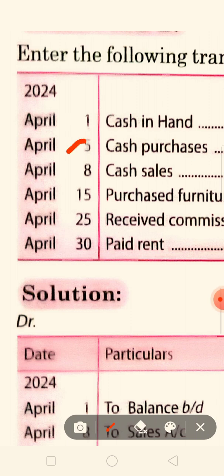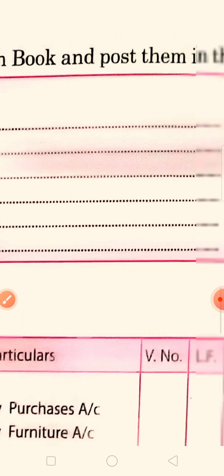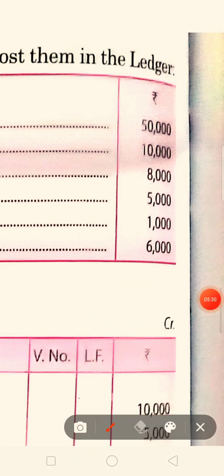It is written cash purchases. Cash purchases means that we are purchasing the goods on a cash basis. It means we have purchased the goods here in cash, son. So if we are purchasing on a cash basis, the amount is 10,000, my dear student. The amount is 10,000.